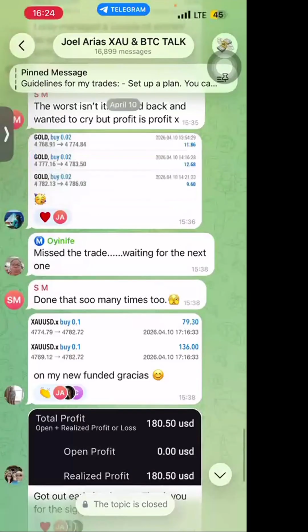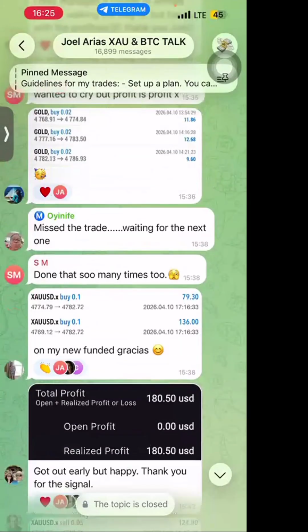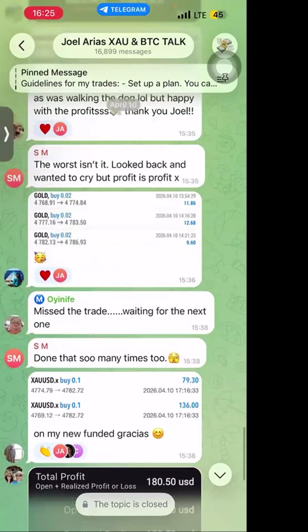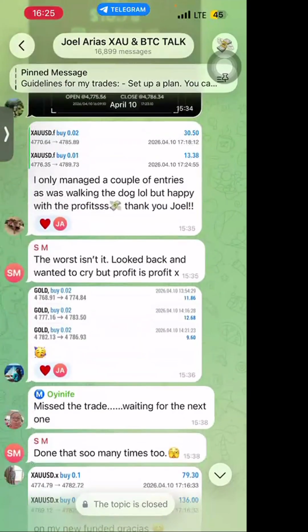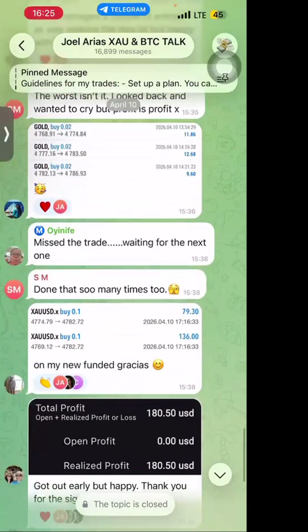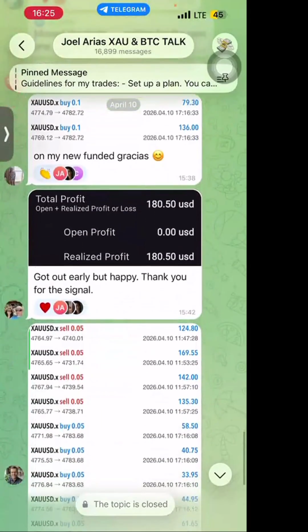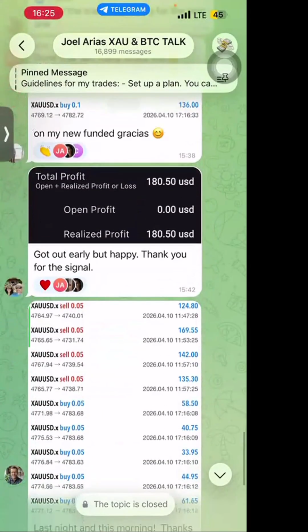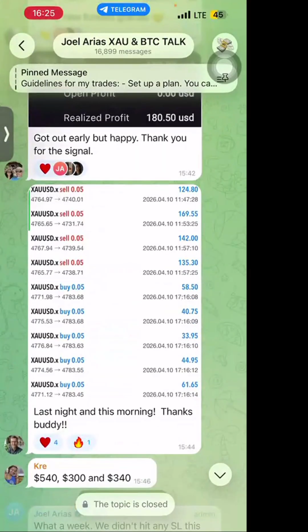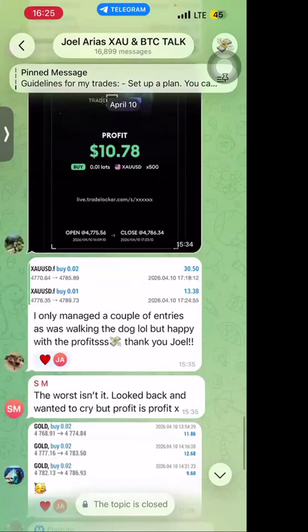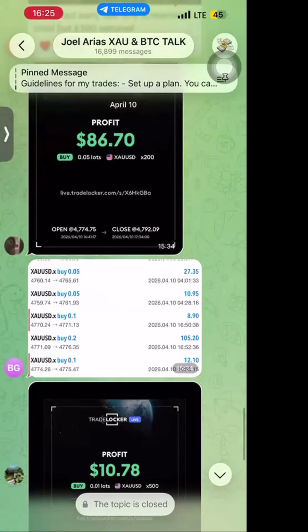$136 on their funded account. This one said on my new funded account. Gracias. So we have so many people, not only Nigerians, in Akashx, you can see them. We have Americans, we have Dominicans, Mexicans. Akashx is actually an international community, right? So this is only on 10th of April.